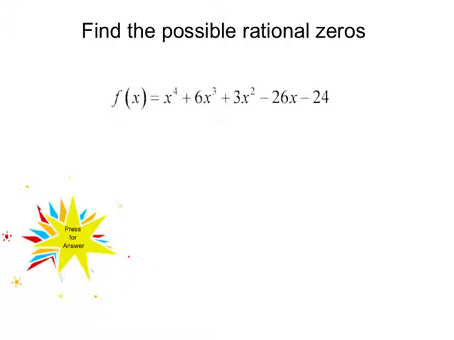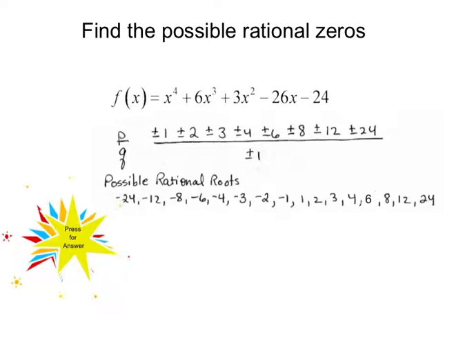Now I want you to use the rational zeros theorem to find the possible rational zeros of this function. Press pause on the video. When you're ready to see the answer, press play again. So I listed my p's over q's. I have all the factors of 24 in my numerator and all the factors of my leading coefficient in the denominator. And then I listed my possible rational roots from low to high.